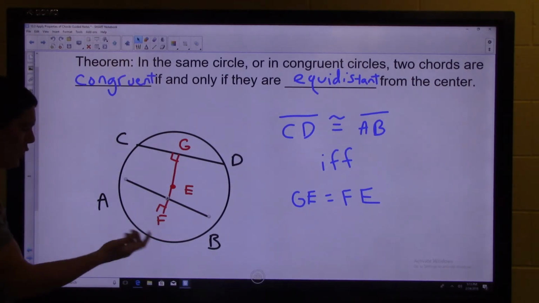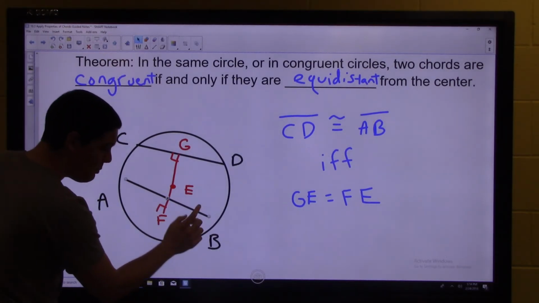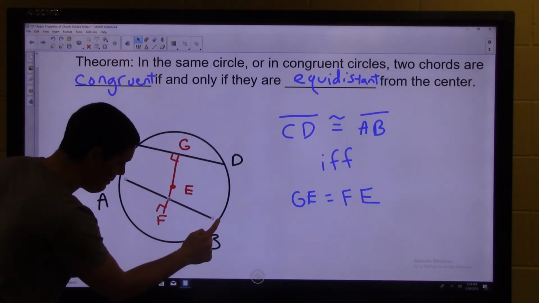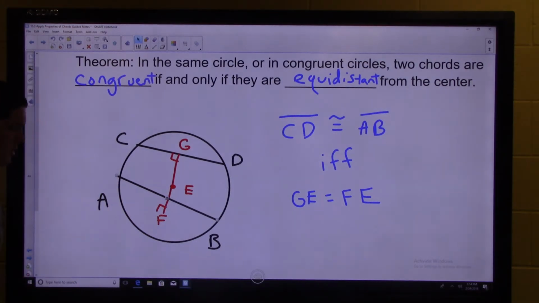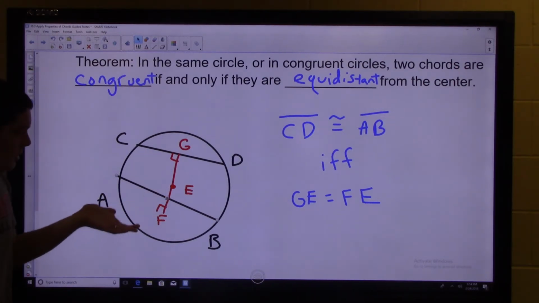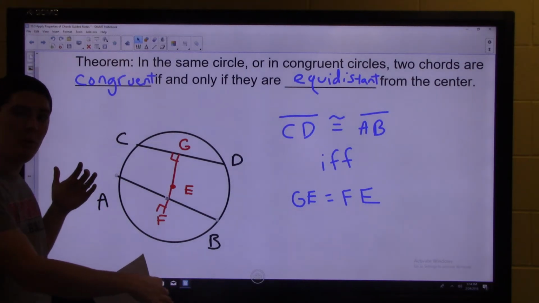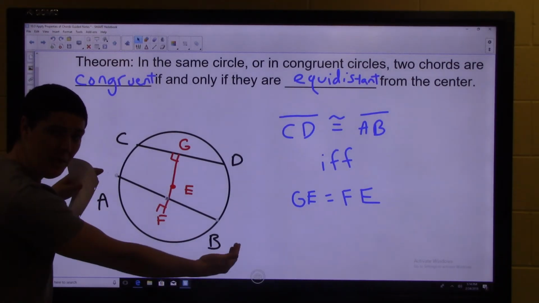Now, if I move it closer, if you guys notice that, hopefully you can see this on the camera, that's no longer a chord, is it? Because its endpoints aren't on the circle. So I'm still going to need that to be a chord, but what I'm going to have to do is make it bigger. I just made that chord bigger. All right, so therefore, if I move it closer, they're no longer equidistant, and therefore the chords cannot be congruent. All right, because I just had to make the one bigger.